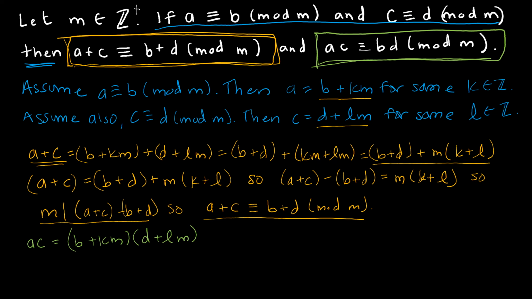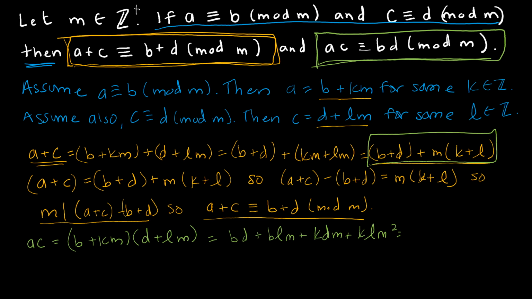And again, I can do some math, some distributive properties. So I have BD plus BLM, not D, BLM, plus KDM plus KLM, KLM squared. I'm really just trying to write this in the same way that I did the last one. So can I do that is the question.